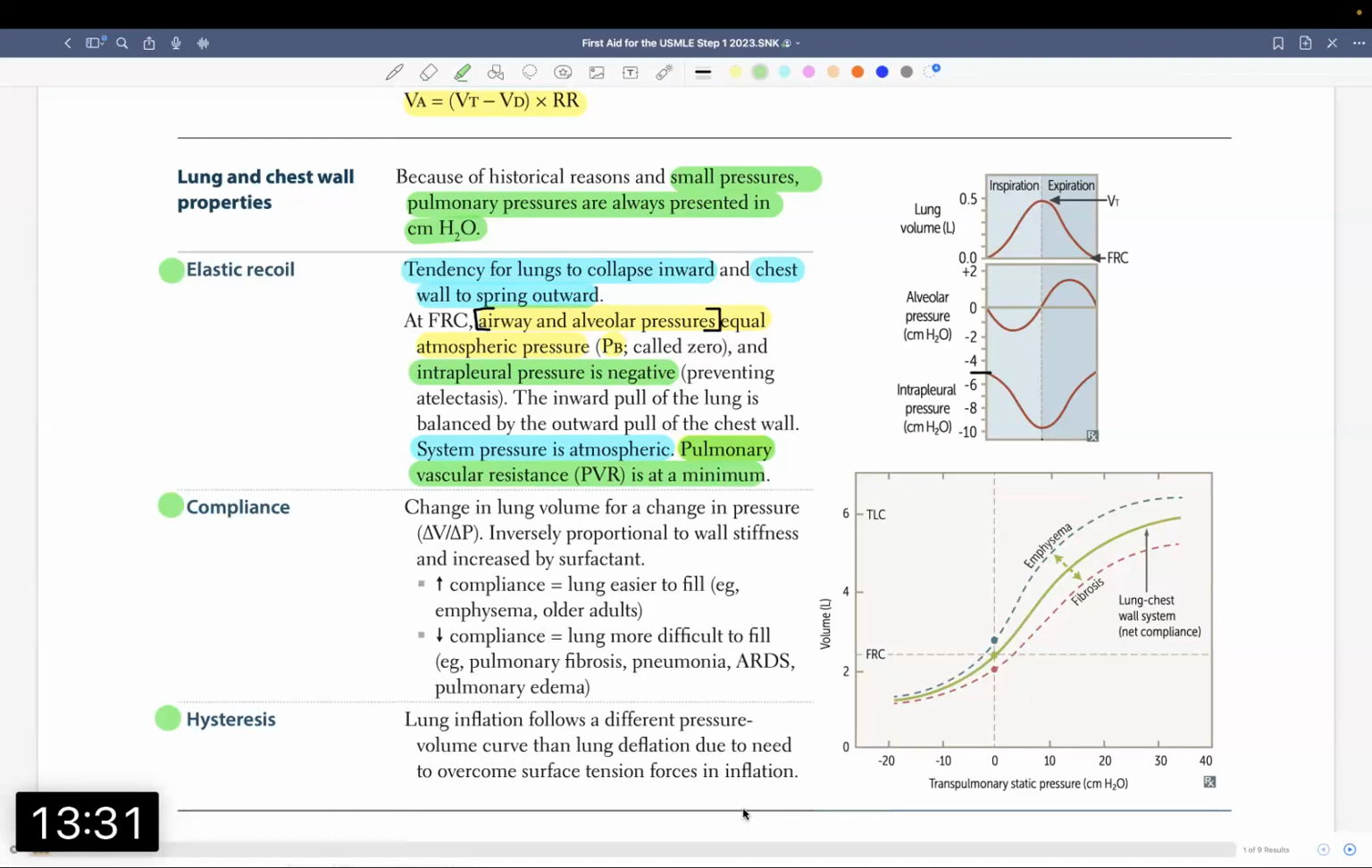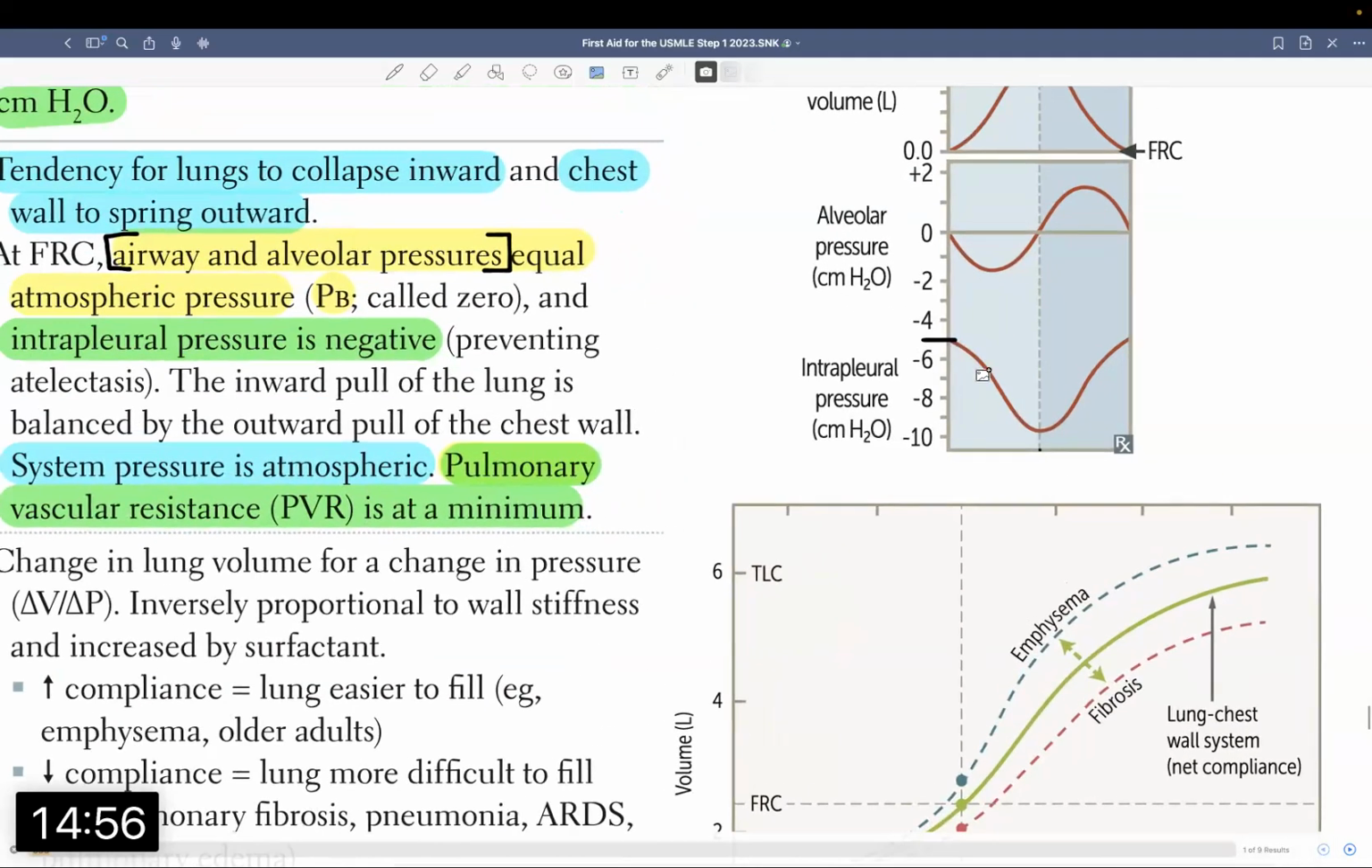-5 is resting. So as you breathe, it goes down. You see this graph right on top, the lowest one, intrapleural pressure. As you breathe, it keeps going down. 6, 7, 8 is the maximum. But if you do full expiration, beyond the FRC, it'll go down to 10, and then as you exhale, it keeps on going less negative. We don't associate positive with intrapleural pressure.